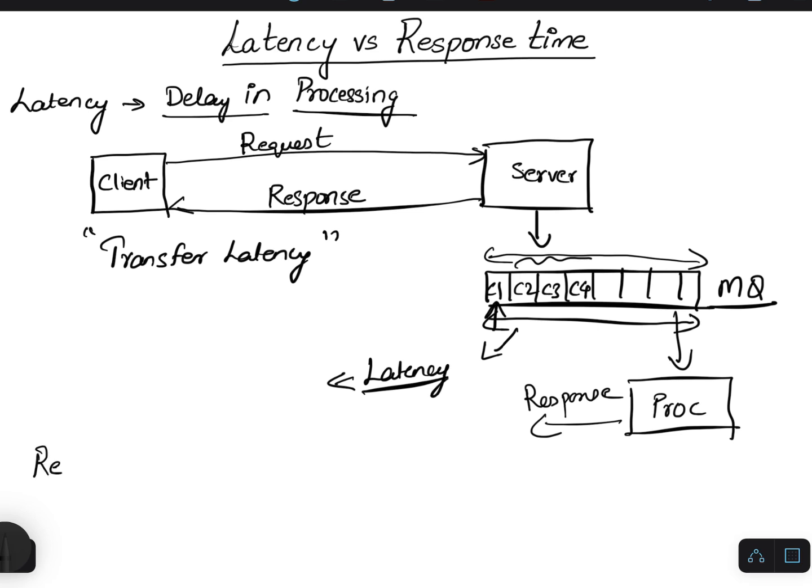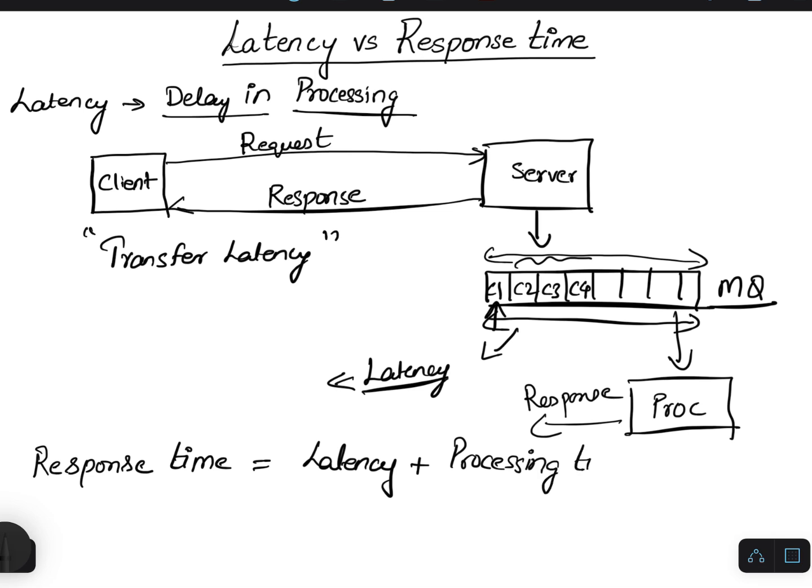You might have heard these terms used interchangeably while trying to come up with the system requirements of your system. Your system must meet certain criteria to be accepted by the customer. It should have low latency and a low response time for each request. Response time is nothing but latency, which we have discussed already, plus the processing time. This is the equation of the response time.